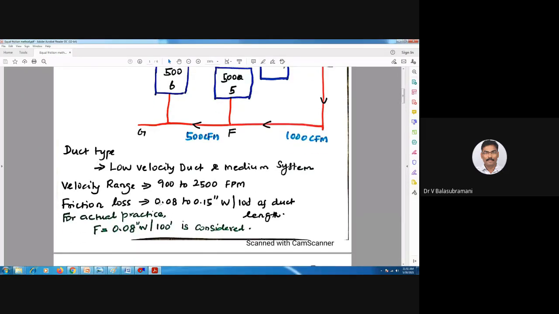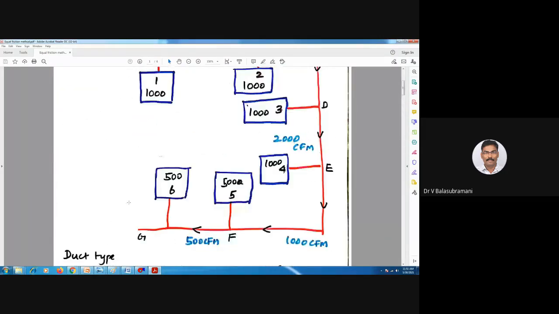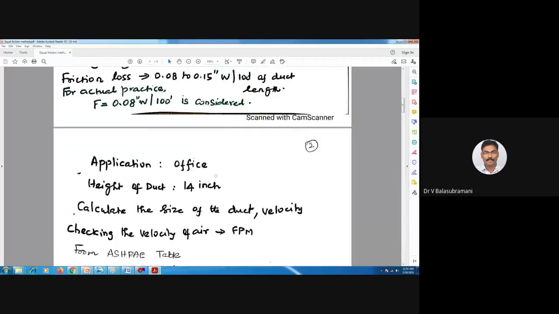Friction loss. What is the friction loss? From the table I have to take it as 0.082 to 0.15. For actual practice I take a low value. If you take a low pressure loss, we discuss the reason: we will get a small pressure drop. That purpose only, low friction losses are selected. And then the application, where I am using it. The application is hobbies, and the height of the duct is equal to 14 inches.